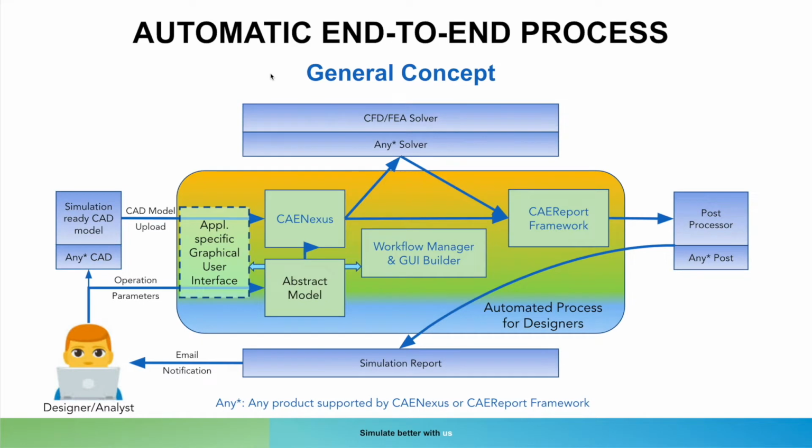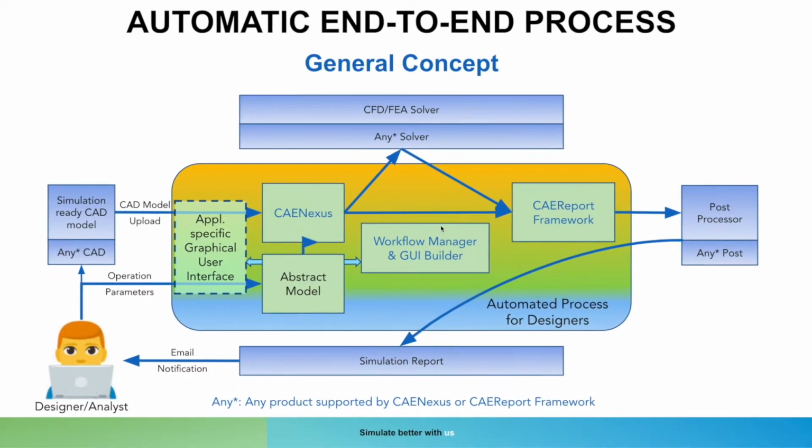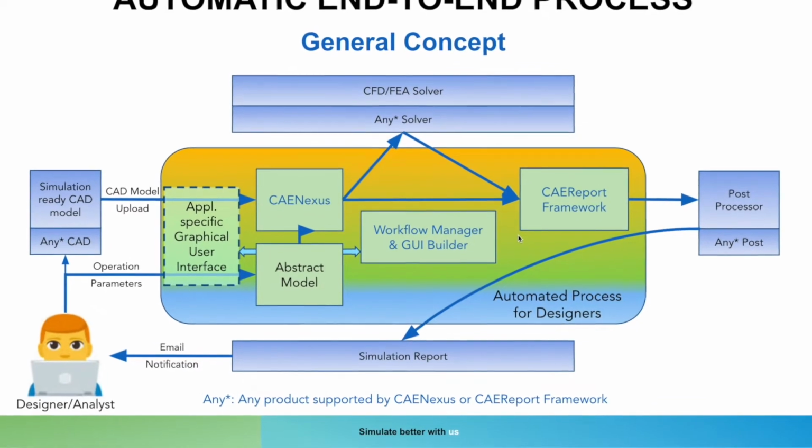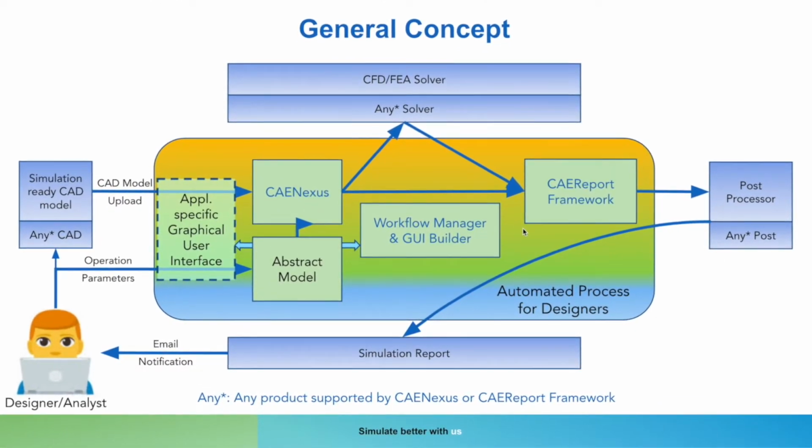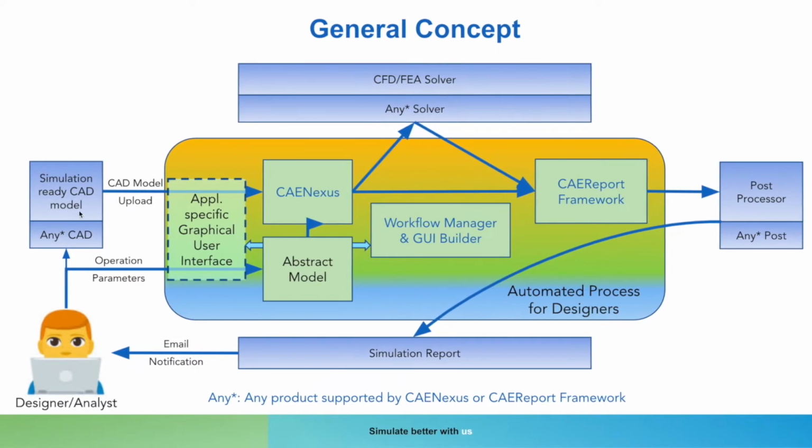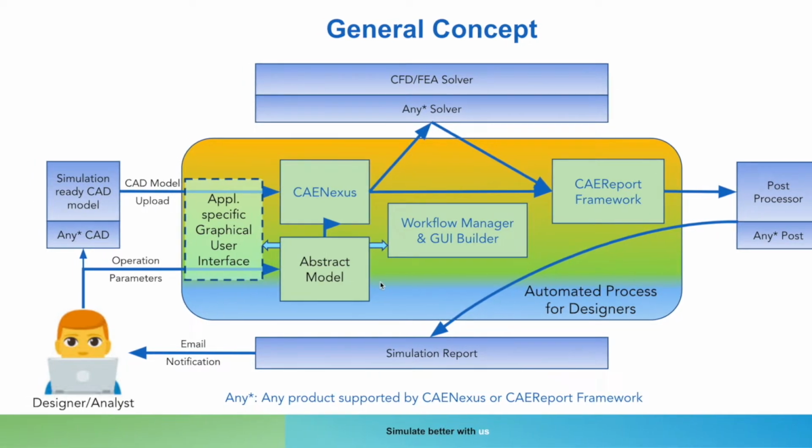First, let's start with the general concept of the workflow for this automatic end-to-end process. The first thing I'll have you note is that everything in this yellow-blue box here is the automated process. These component parts are set up beforehand to allow design engineers or analysts to run multiple simulations across different CAD platforms and commercial and open source fluid and structural solvers with a lot of flexibility, while maintaining robust, reliable output.